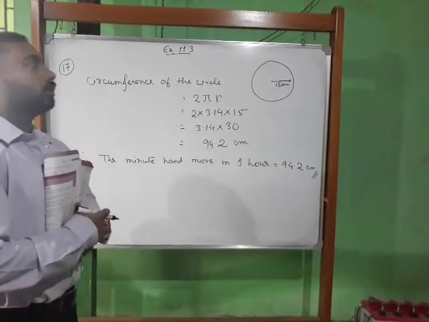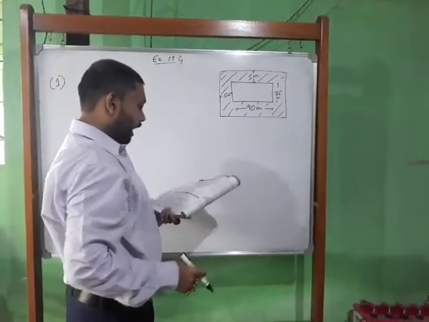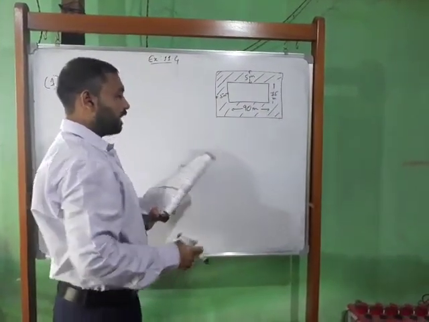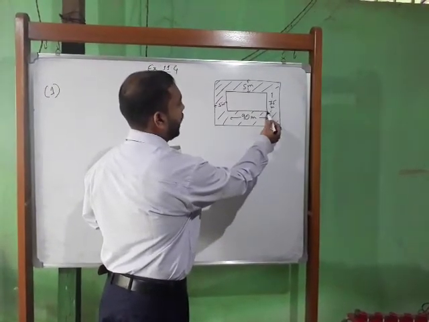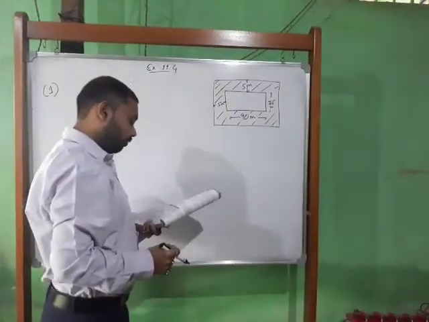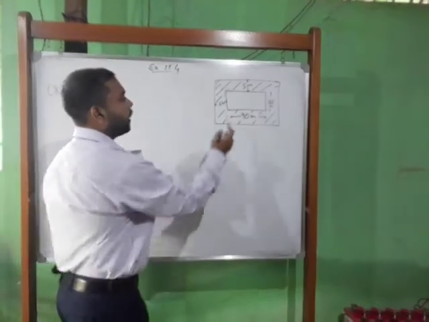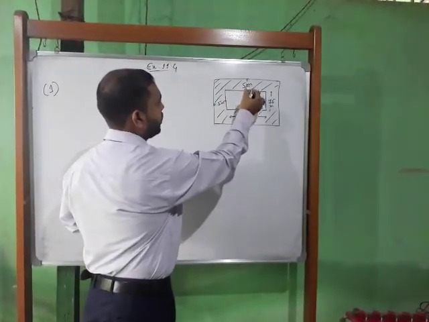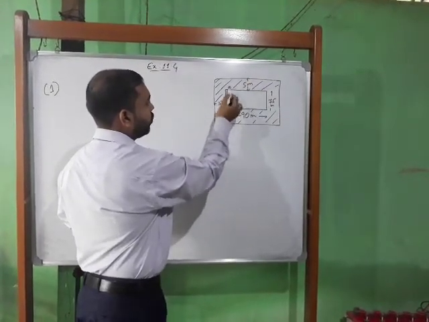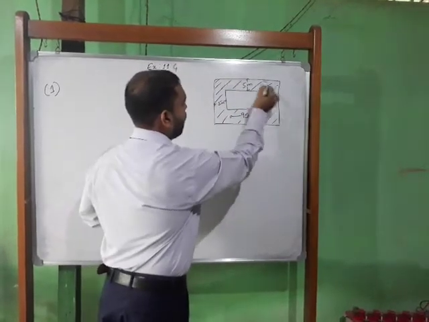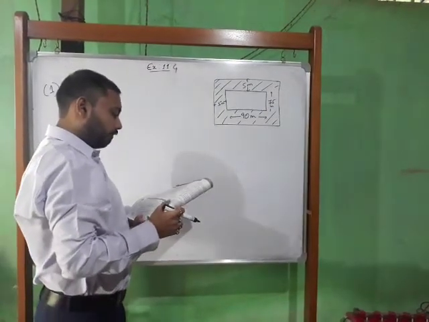Now let us move to the new exercise, that is 11.4. Question number 1: a garden is 90 meter long and 75 meter broad. Now a path 5 meter wide is to be built outside around it. So this is the path, 5 meter wide from the length side and also the breadth side. Find the area of the path. Also find the area of the garden in hectare.